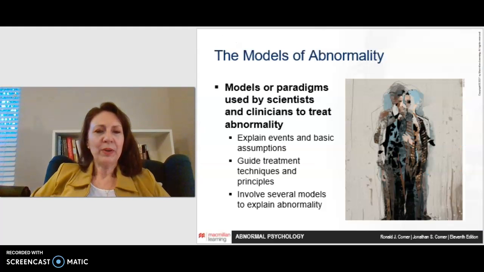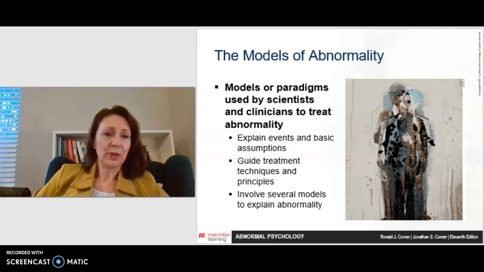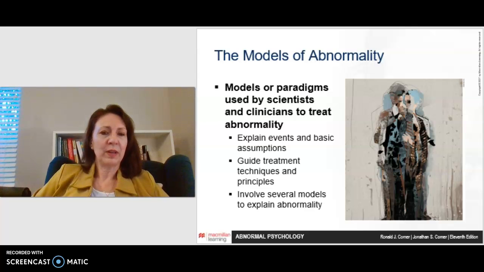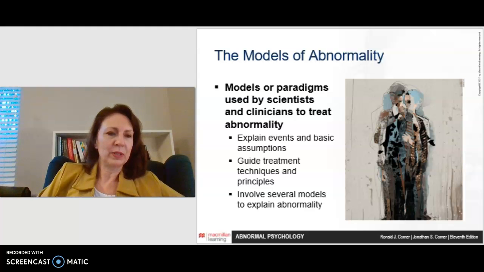So models or paradigms of abnormality are used by scientists and clinicians to treat abnormality. They explain events and basic assumptions. They guide the techniques for treatment and principles. And there's several models of abnormality that we're going to take a look at.